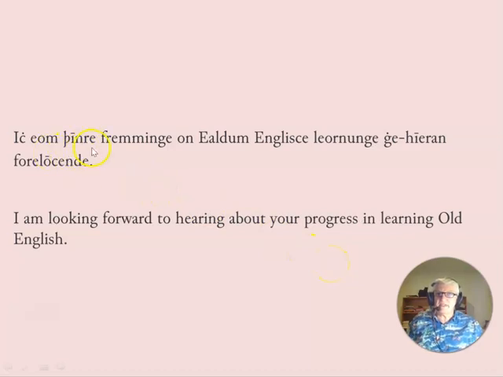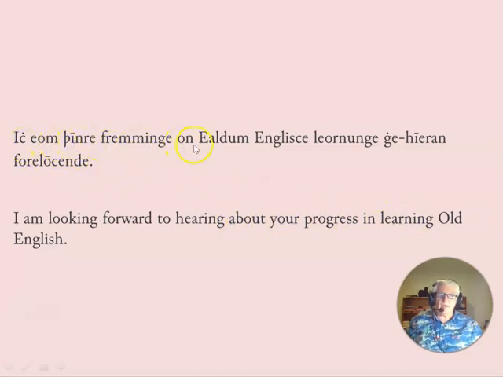Okay, ich thinare verremmingen on eldem Englische lernunge je hieren farelokende. Now, I like this one a whole lot better. This one I think is more accurate. Now, I am of your, because this is the genitive, you use the genitive rule in translation, so you put an of in front of the pronoun. So thin is your, thinare, the feminine. So when you translate this feminine genitive, you translate into modern English as being of your. Okay, here I've got about your, but of your would be the appropriate way of going about it.